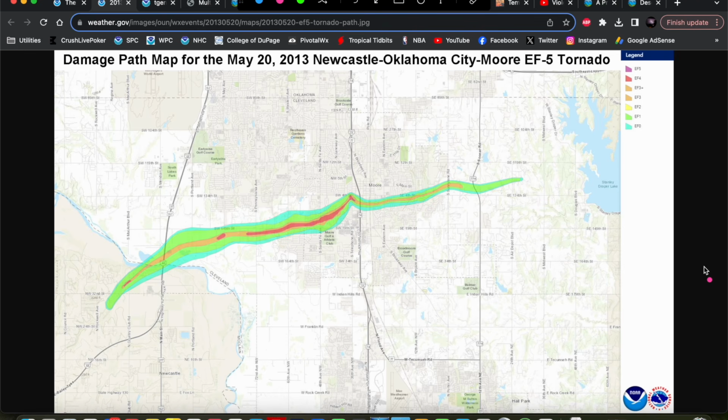We can see this clearly in the damage survey from NWS Norman. As the tornado crosses I-44, it expands in size, and then it quickly constricts as it enters South OKC and West Moore, at which point the main swath of EF-4 and EF-5 damage occurred.